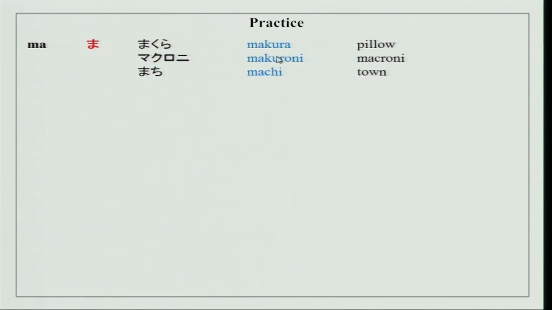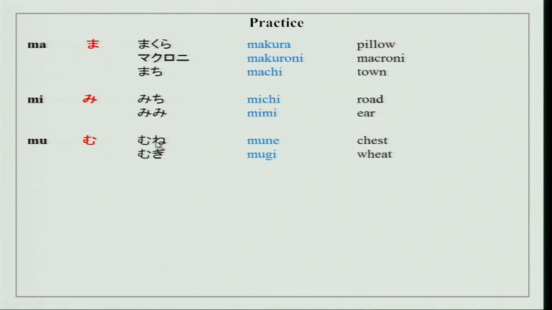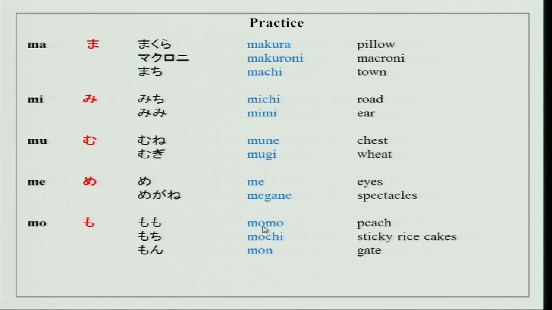For ma, the words are makura, which means pillow, macaroni, which you all already know is macaroni, machi means town, mi, mimi, mimi means ear, michi means road, mu, mune means chest, mugi means wheat, me, me means eyes, megane, spectacles.